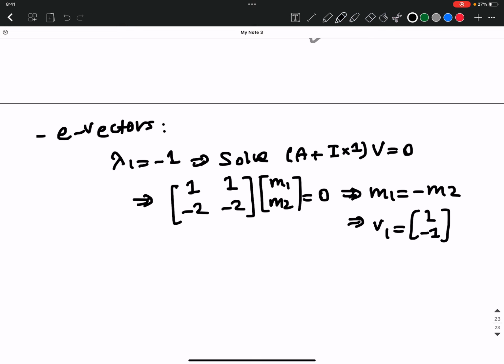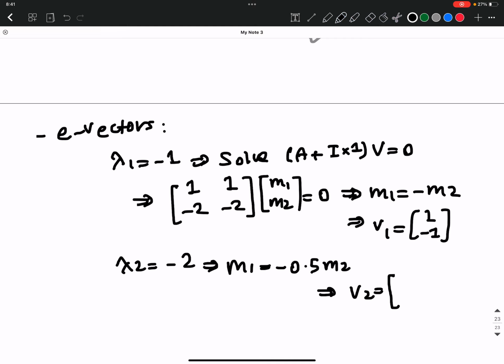So for lambda 2, the second one, lambda 2 equals minus 2. For this one, you can write it down, and what you will get is as follows. M1 equals minus 0.5 M2. So V2 would be minus 1 and 2.